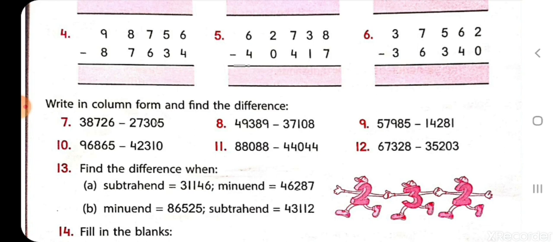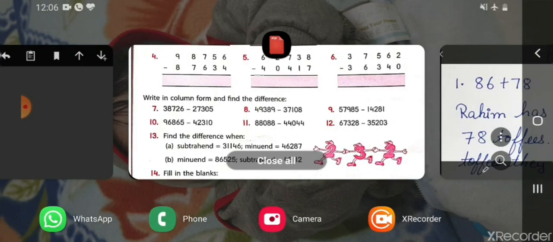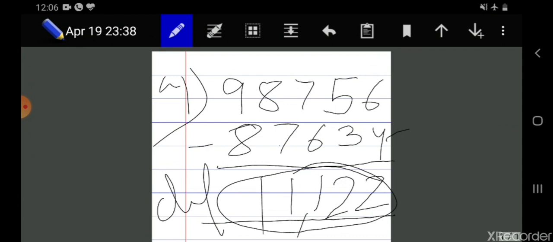Yes, the difference is the number which comes after subtraction. If we subtract two numbers, the answer that comes is called the difference. Okay, like this, as we have done here. This is the difference.